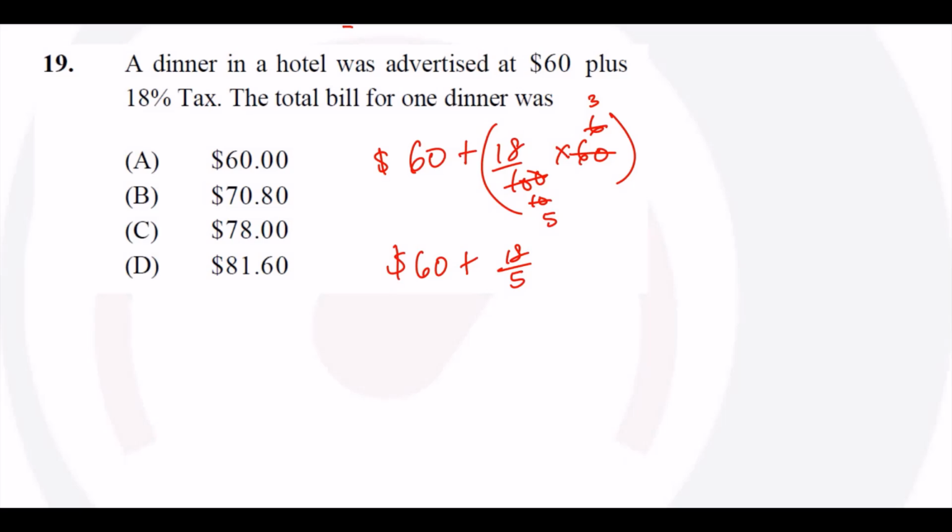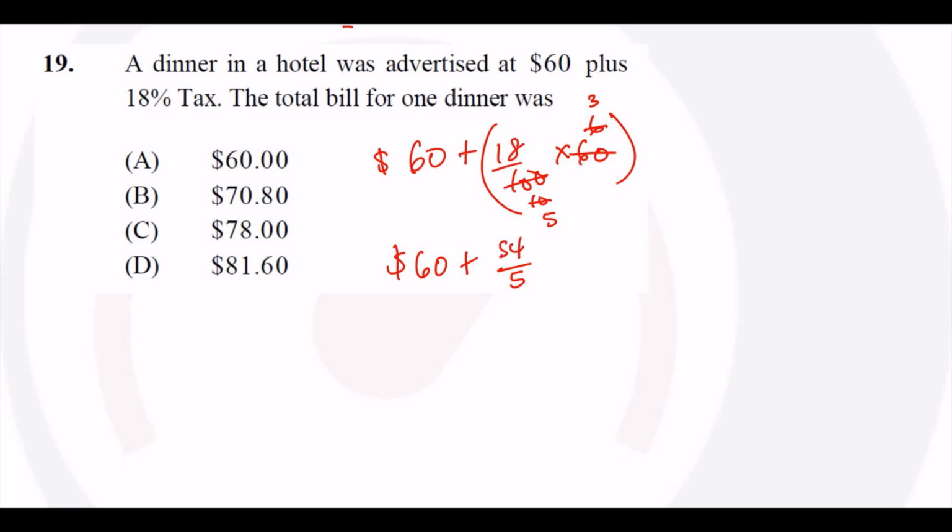Sorry, I just made an error. This should not be 18. This should be 18 times 3 over 5. Yes, 18 times 3 over 5. That's going to give us 54.